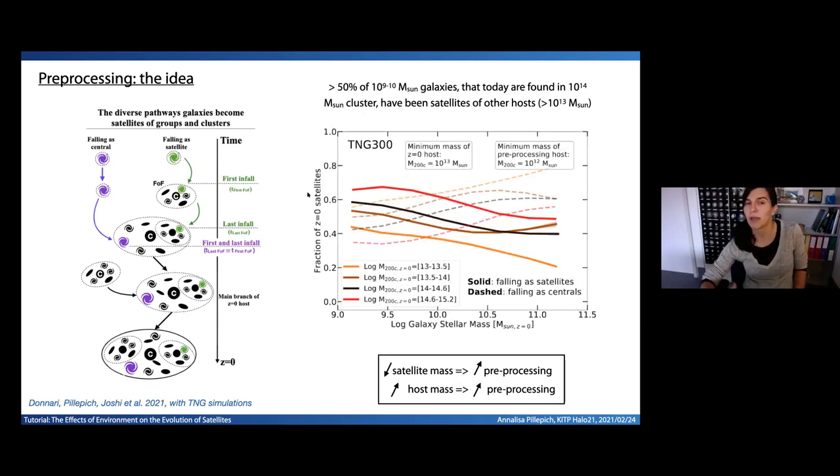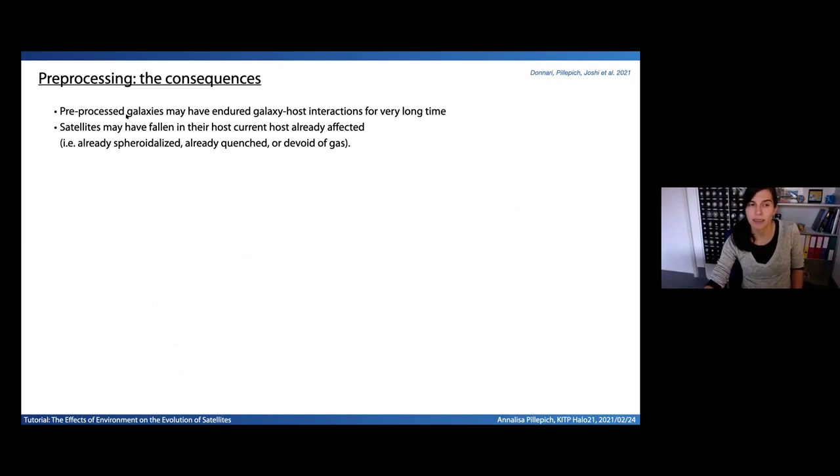So we can use the simulations, and I can tell you, for example, that according to TNG, more than 50% of 10 to the 9, 10 to the 10 solar mass galaxies, which we find today in groups of 10 to the 14, have been satellites of other massive hosts before falling into their final hosts. So these are a number of effects, right? Firstly, preprocessed galaxies may have endured galaxy-host interaction for a very long time, but they might have fallen into their current host already affected, already quenched, already spheroidal, already devoid of gas.